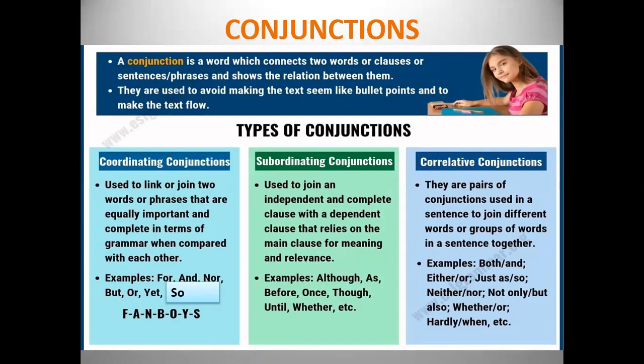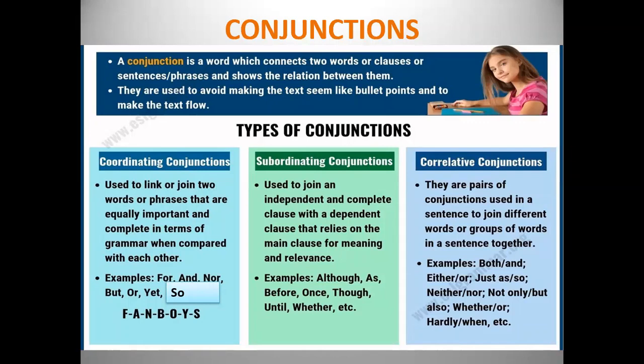Or in easy language, we can say that conjunctions are connecting words. Either they are connecting two words or clauses, sentences or phrases. So now talking about types of conjunctions, you can see on the screen, there are three types. First is coordinating conjunctions, second is subordinating conjunctions, and third one is correlative conjunctions. So we'll discuss each of the conjunctions given here.